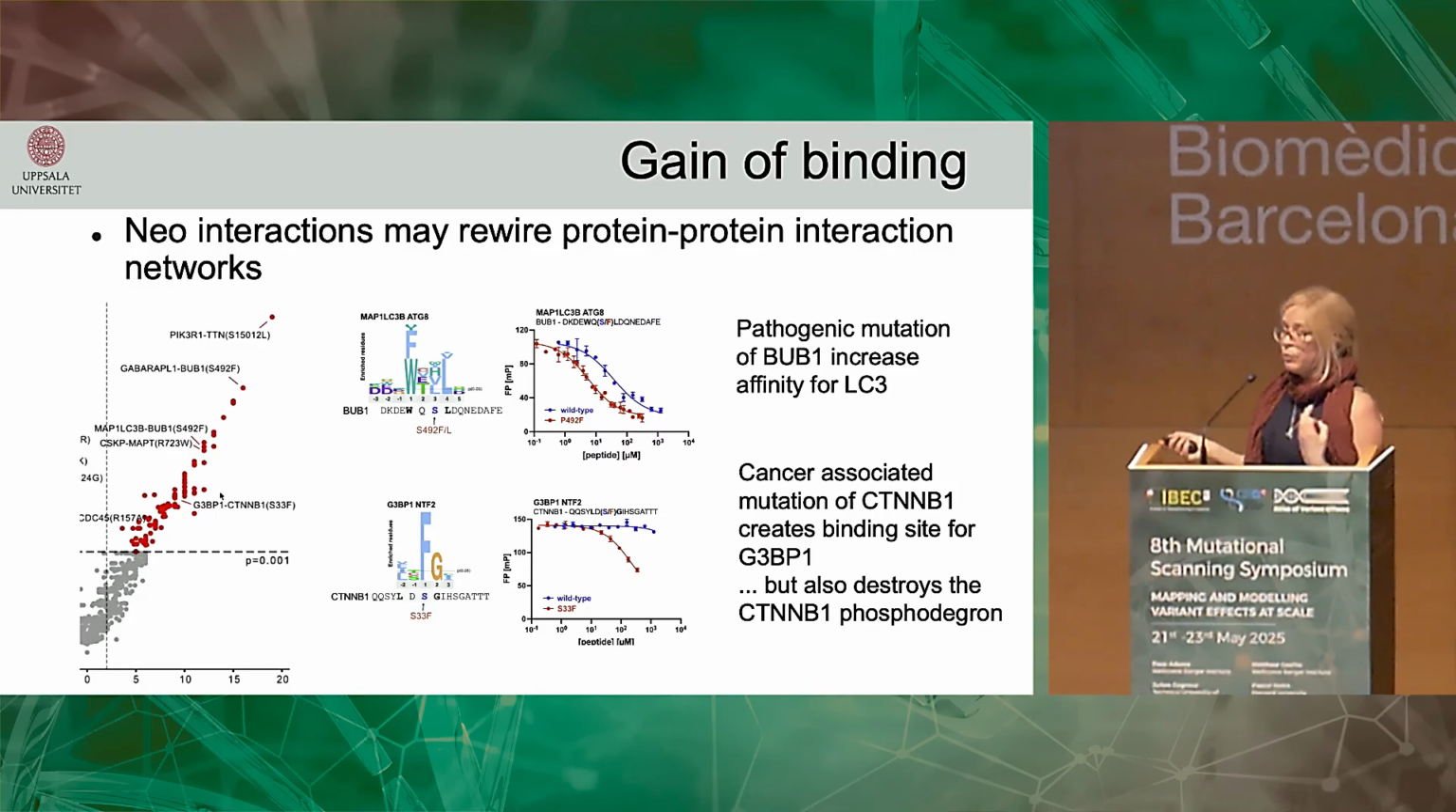We also had a mutation of beta-catenin here, which turns an S to a phenylalanine, which creates an FG motif which binds to G3BP1, which is a core stress granule protein. We could nicely show here that we go from no binding to quite a good affinity of these interactions. And we did try, I should say, to see if this mutation targeted beta-catenin to stress granules, but we were not very successful. So we looked a bit more into this, and we realized that this S33F mutation is also destroying the beta-catenin phosphodegron, meaning that what we see might be an additional function of this mutation.